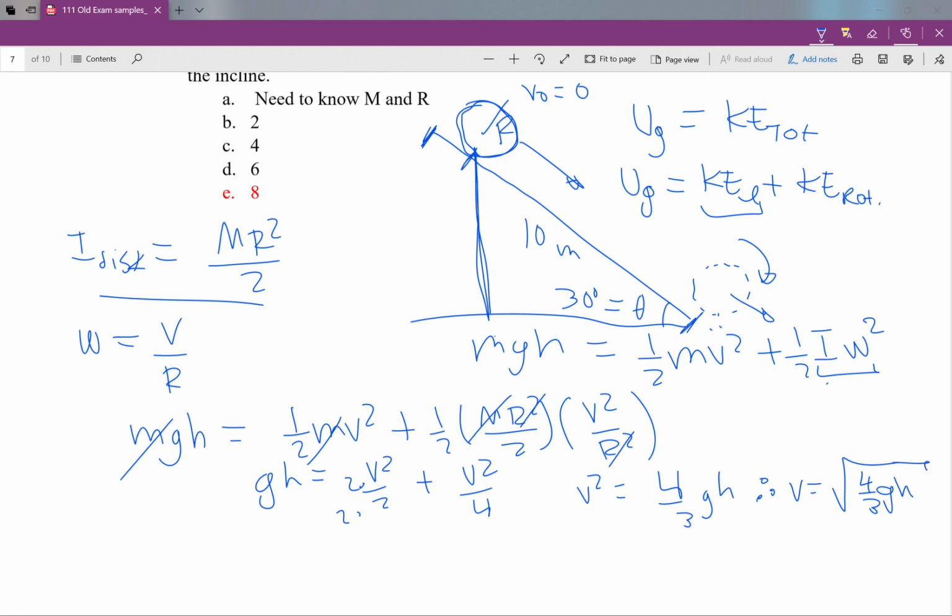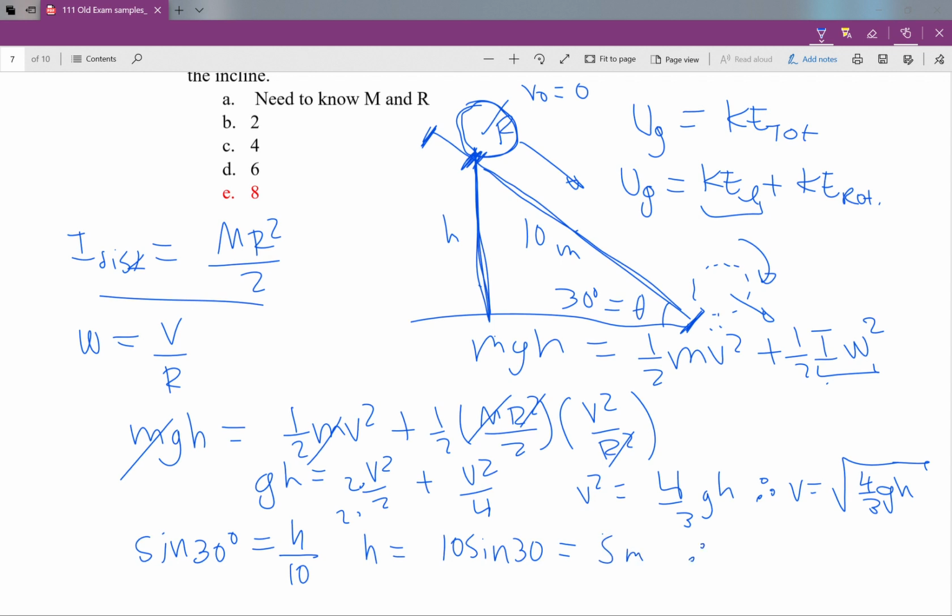But what's h? We need to find h, the height. It's not 10 meters. 10 meters is the distance along this incline. So we have to use some trigonometry. If this is your height h, and we know that the angle is 30 degrees, then sine of 30 degrees is equal to opposite over the hypotenuse, right? The opposite is the height. The hypotenuse is 10. So h equals 10 sine 30. And sine 30 is 1/2, so h is 5 meters.